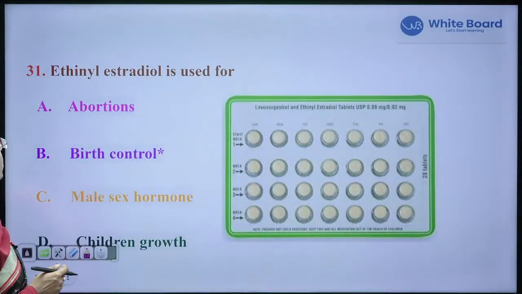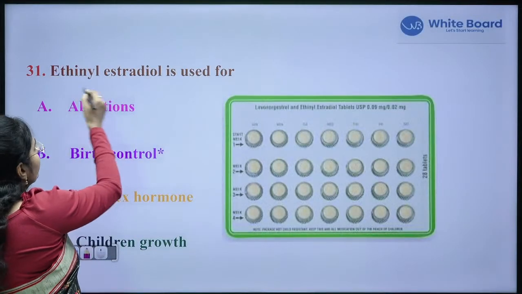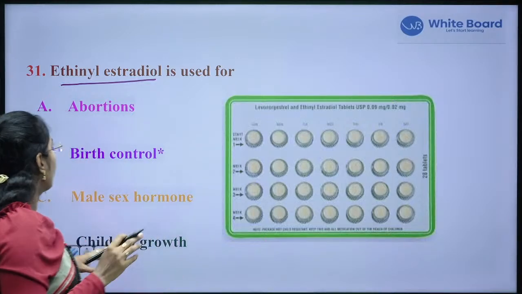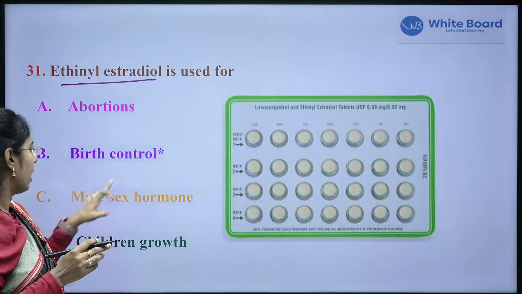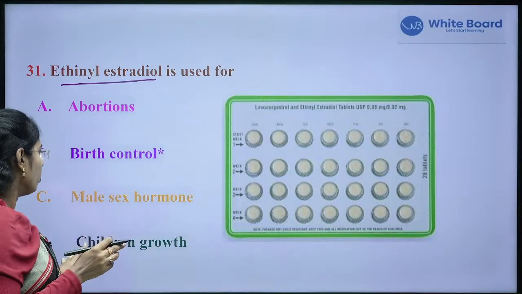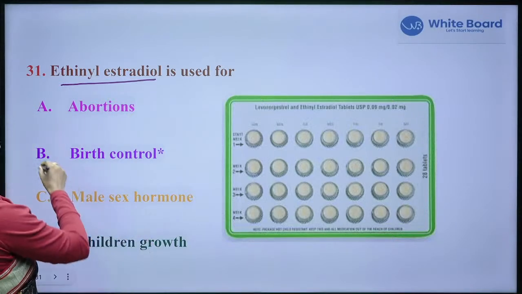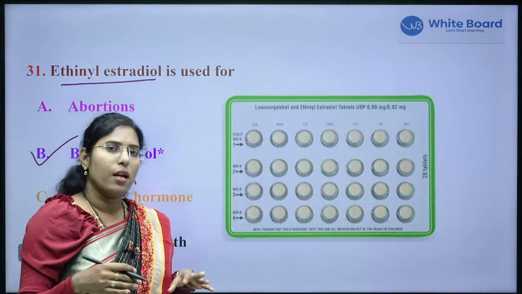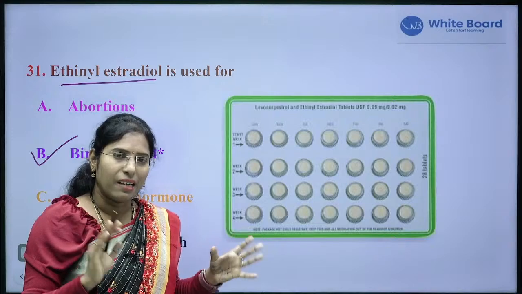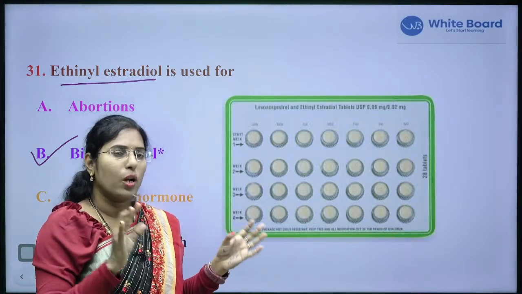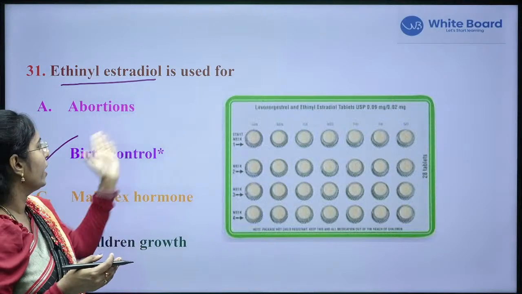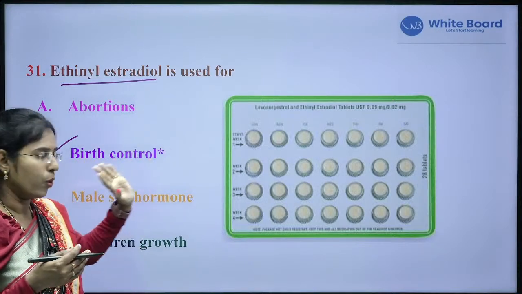Coming to the next question, ethynyl estradiol. What is the use of that one? Abortions, birth control pill, male sex hormones and children growth. So, birth control pill like combined oral contraceptives. Generally these oral contraceptives contain a combination of progesterone and estrogen. So this ethynyl estradiol is mainly used as a birth control pill.